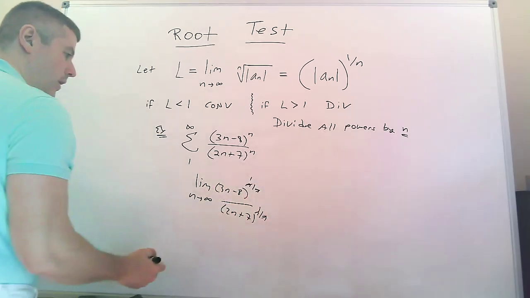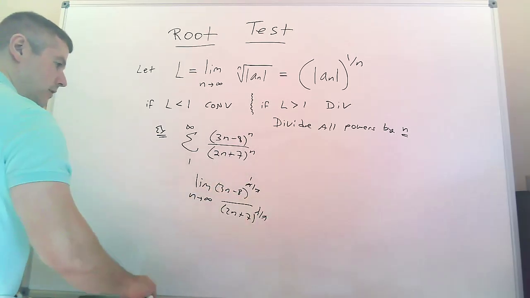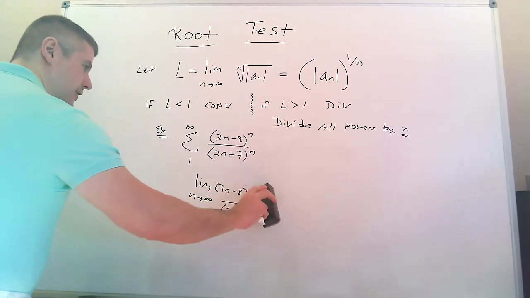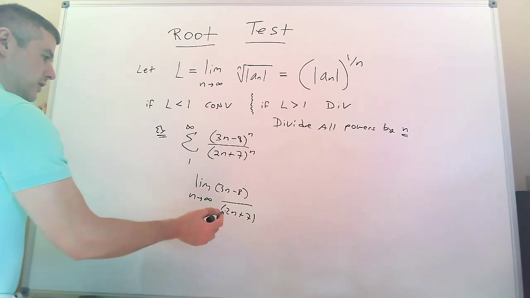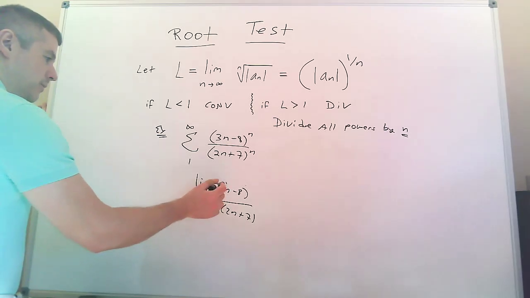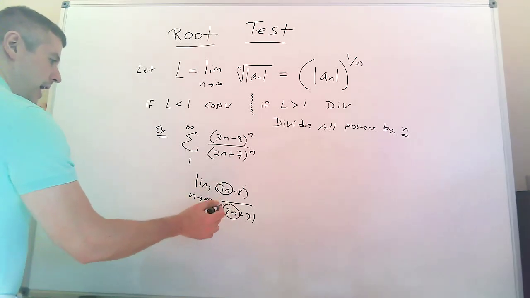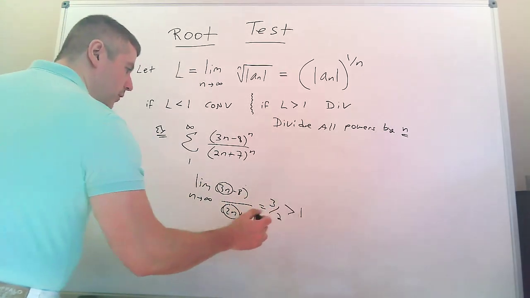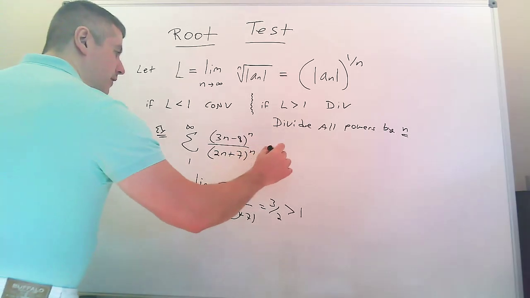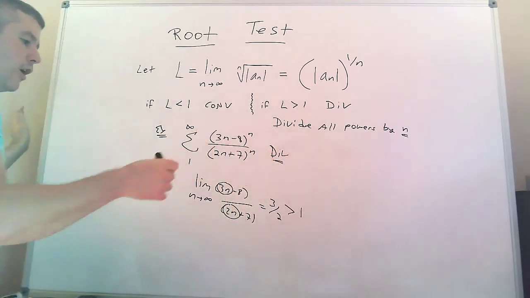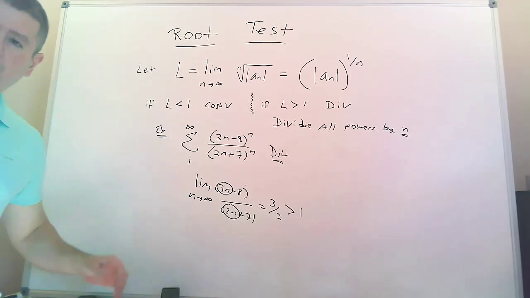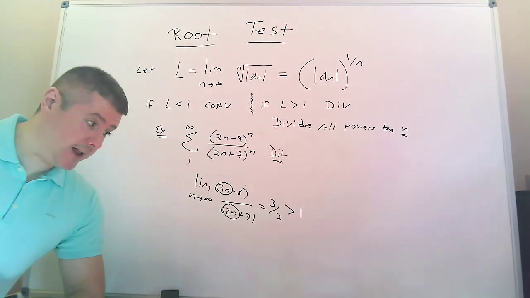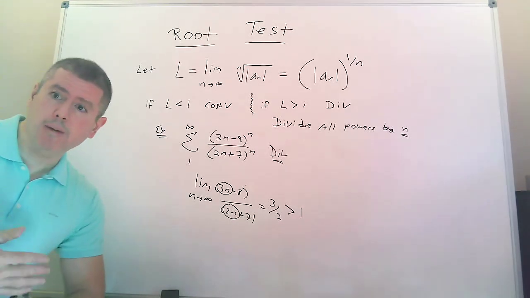Those cross out, you get 1. So the powers are gone. Look, goodbye. Just divide them by n, they go away. So you're just doing this limit as n goes to infinity. This is L'Hopital. Highest power top, highest power bottom. This limit is 3 halves, which is more than 1. So this one's going to diverge by the root test. Super easy to do. But like I said, very limited.